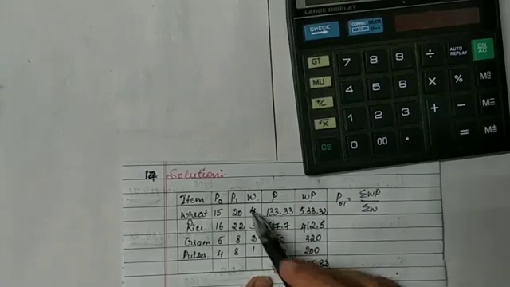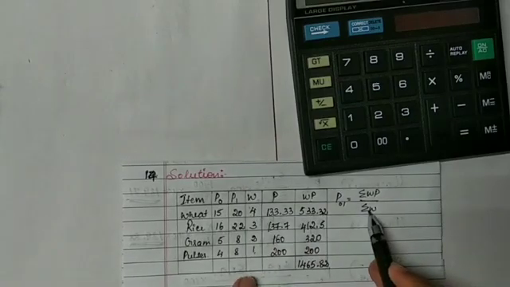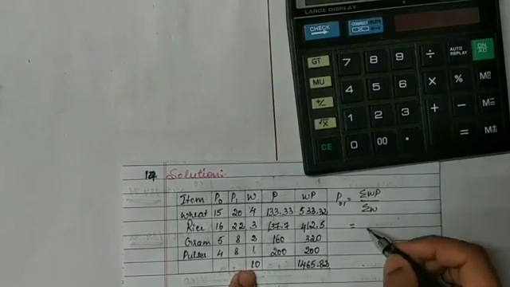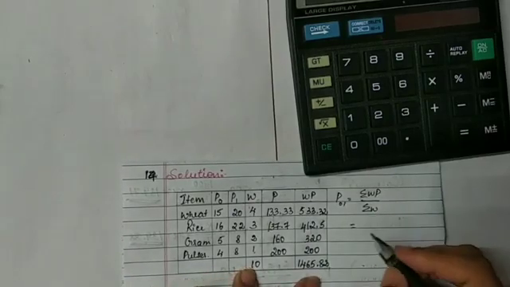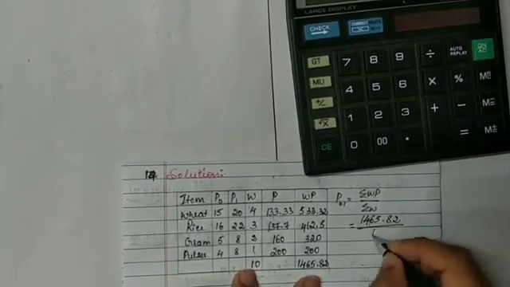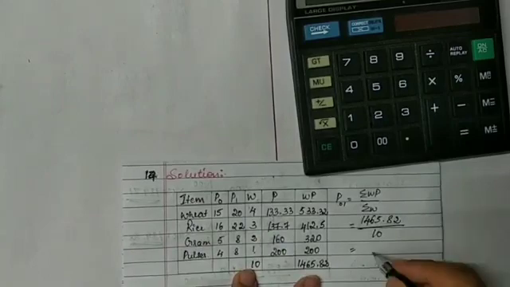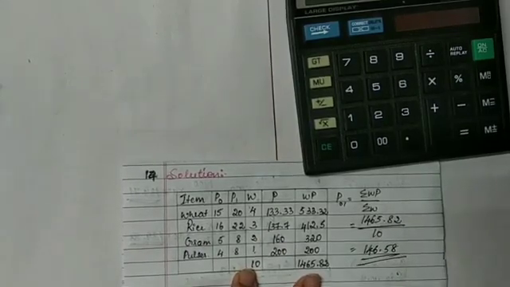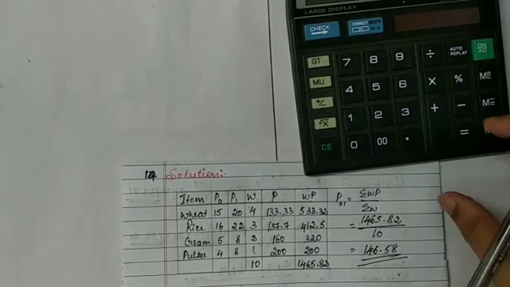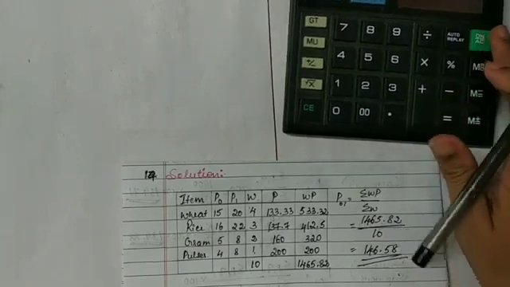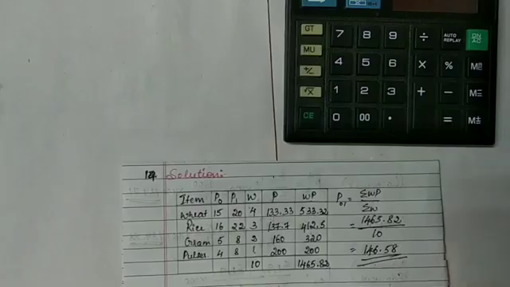Now total it. Summation WP is 1465.82, and the total of W, that is summation W, is 10. So let us apply this into the formula: 1465.82 divided by 10, and the answer is 146.58. That's it. We are done with the calculation of weighted average of relatives on the basis of arithmetic mean.